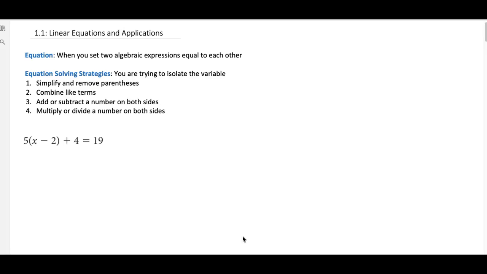Hi there. Today I'm going to talk to you about section 1.1 in our college algebra textbook. It's about linear equations and applications.